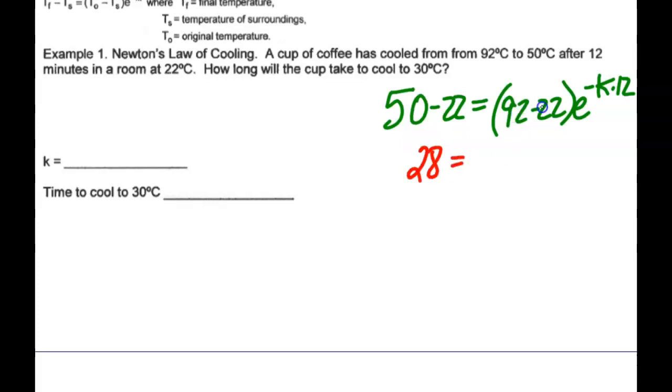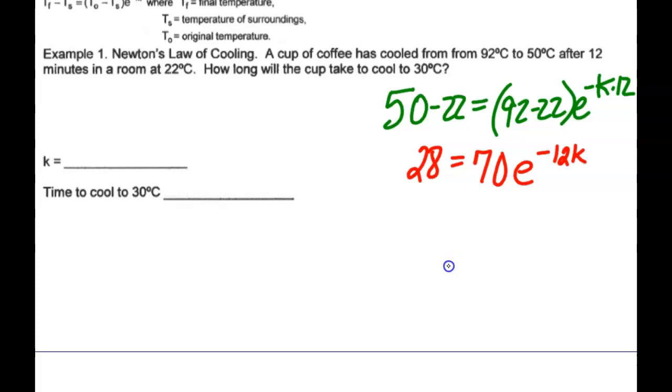Okay, 92 minus 22 is 70, e to the negative... Now, can I write that as 12k? Would that be okay with you guys? It says k times 12, so I'm going to write it as 12k. All right, where is our unknown? Where's what we're trying to find?